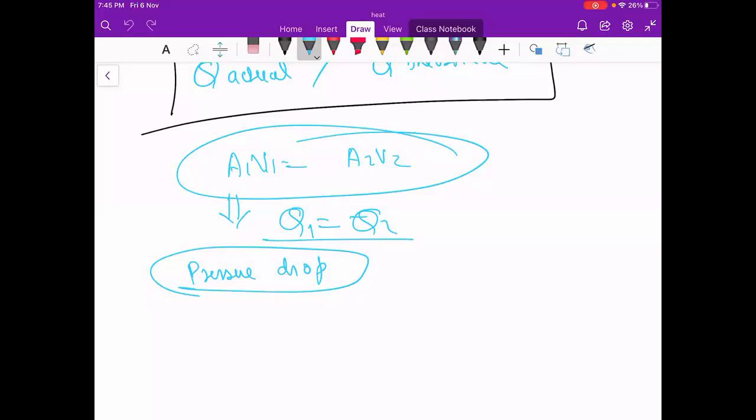So everyone got this point. If anyone has a doubt, you can ask. Tomorrow's lecture we are going to see the centrifugal pump. So any doubt regarding this, you can ask.